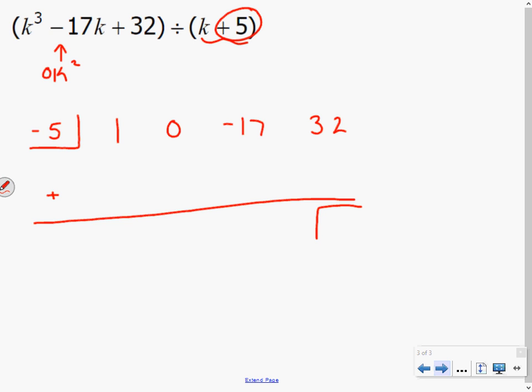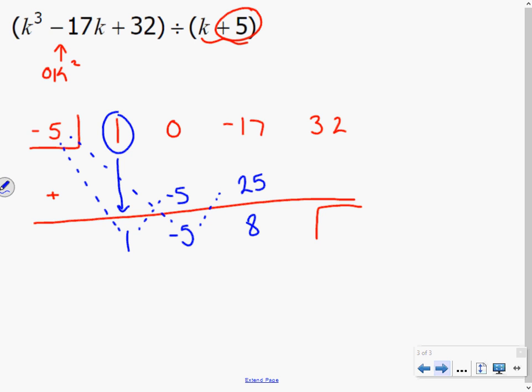So now we're going to take our first coefficient. It's going to drop below the bar. And then we start multiplying. Negative 5 times 1 is negative 5, so I put that here. I add my rows, I get negative 5, and then I repeat. Negative 5 times negative 5 gives me positive 25. I put it here, I add, I repeat. Negative 5 times 8 gives me a negative 40. I add those rows, I get negative 8, and now I'm done.